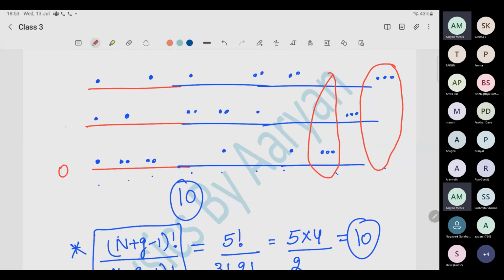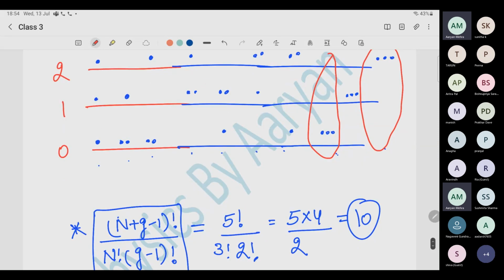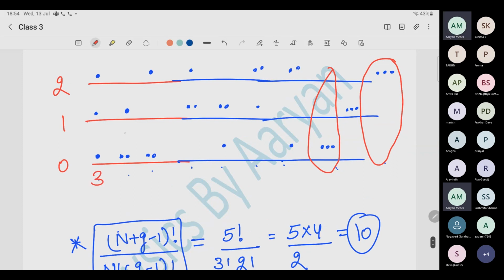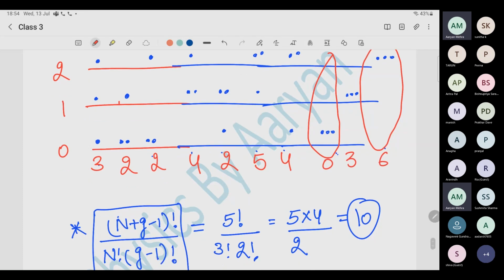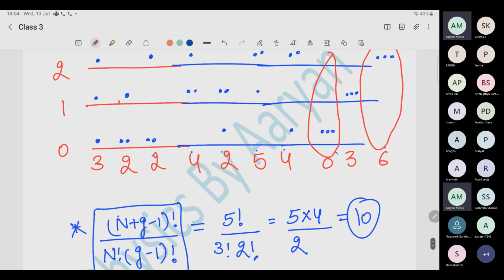If this is 0, this is 1, this is 2. So let's calculate the energy for each. So this energy is 3, energy for this is 2, energy for this is 2, energy for this is 2 plus 2, 4, energy for this is 2, energy for this is 1 plus 4, 5, energy for this is 4, energy for this is 0, energy for this is 3, and energy for this is 6.